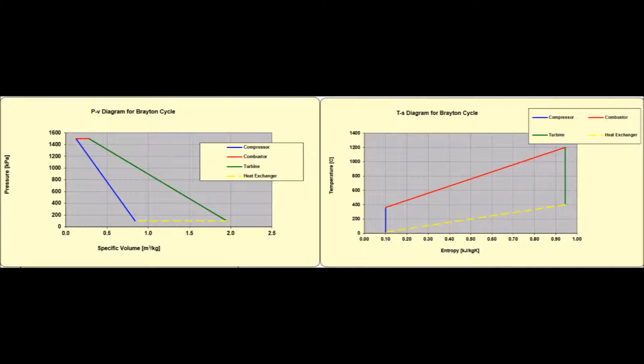As you can see, the compression stage is isentropic, while the combustor stage is isobaric. The turbine stage is isentropic, and the heat exchanger stage is isobaric. With only one variable in each stage remaining constant, the calculations for the Brayton cycle are very complicated.